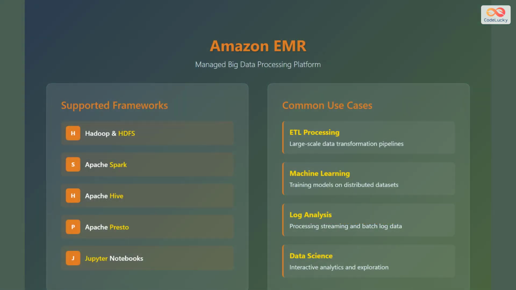Amazon Elastic MapReduce, known as EMR, is a managed big data processing platform that allows you to run various open-source frameworks such as Hadoop, Spark, and Hive. It simplifies the process of setting up, managing, and scaling your big data processing workloads. It also enables you to focus on deriving insights from your data.